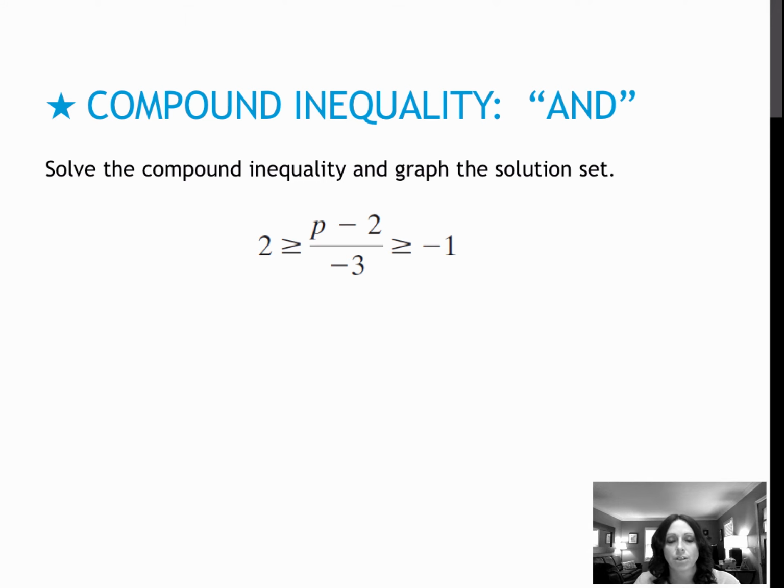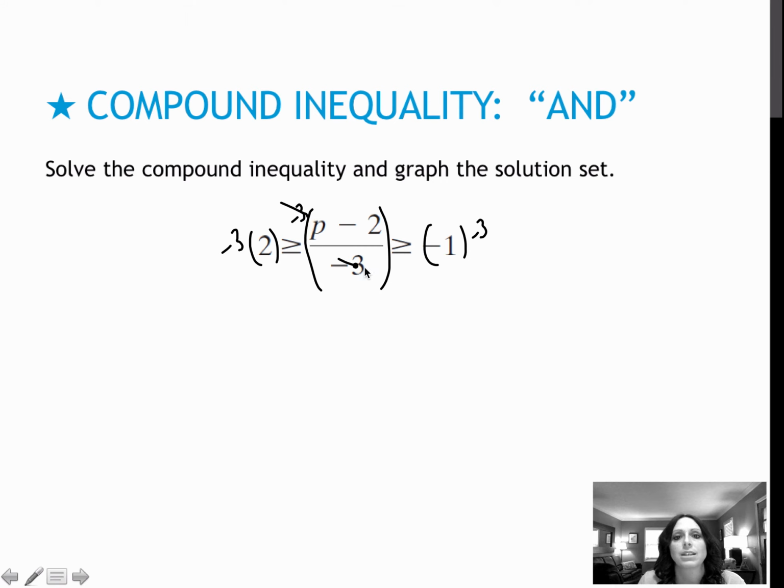And last one for you to try on your own. This one, of course, I was very mean and gave you a mean one to do all by yourself. But this one, I'm going to first multiply by negative 3. Everything times negative 3. Now what that's going to do here is get rid of that. So in the middle, I'm just going to have p minus 2. Negative 3 times 2 is negative 6. I've, however, multiplied by a negative, and therefore I have to flip this around. Negative 1 times negative 3, again I'm flipping that around, is positive 3.